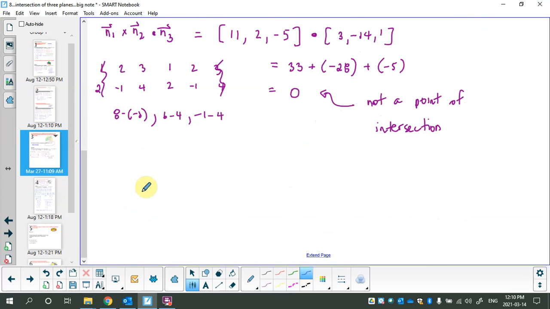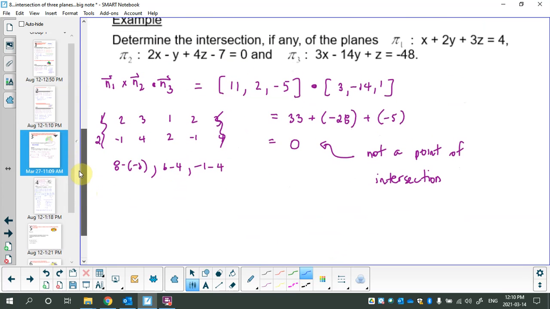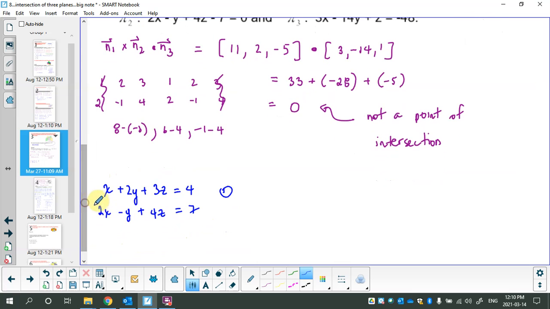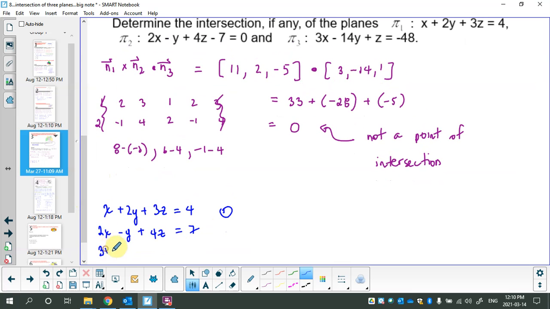So I'm about to dig out my blue pen again and write down my 3 planes the same as I did before. So x plus 2y plus 3z is equal to 4. 2x minus 1y plus 4z is equal to 7. So I made it consistent. And last of all, 3x minus 14y plus z is equal to negative 48.